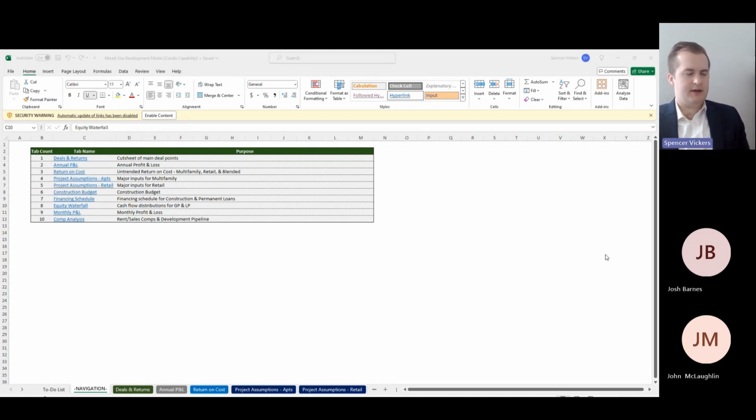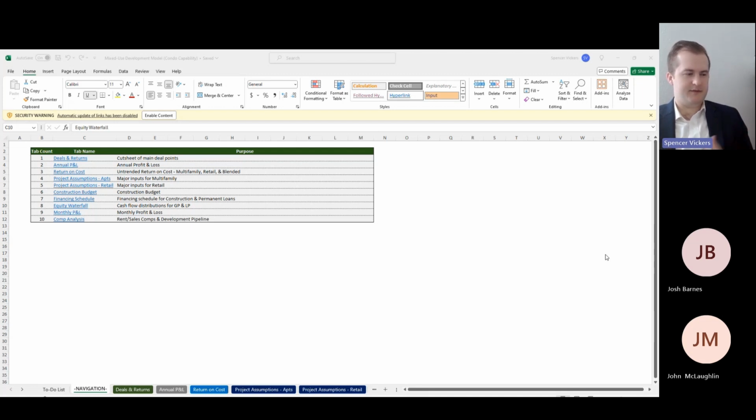So what's included in this model? I've got 10 primary tabs. Those tabs include the Deals and Returns tab, which is a cut sheet or a dashboard of the major deal points. I've got an annual profit and loss statement. I've got a return on cost sheet, which shows the untrended return on cost for multifamily by itself, the retail by itself, and then blended. I've got the project assumptions for the apartments, which are the major inputs for the multifamily. Got the project assumptions for the retail, which are the major inputs for the retail.